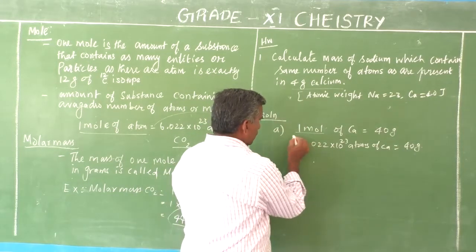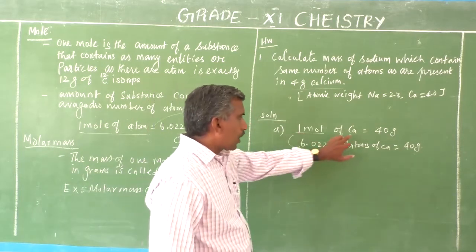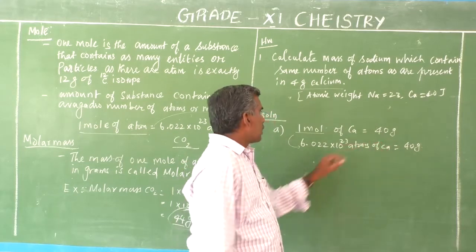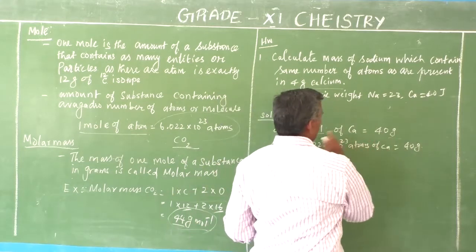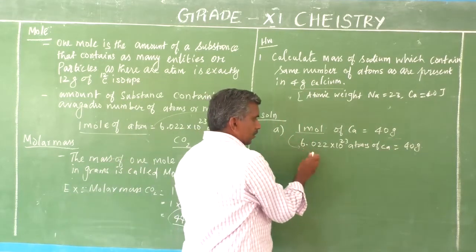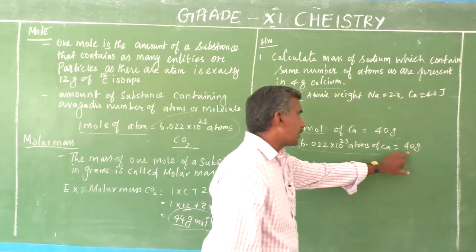So 1 mole means Avogadro number. 1 mole of calcium means Avogadro number of calcium atoms, and it is equal to the molar mass, that is the atomic mass, 40 grams. Molar mass expressed in grams is the mass of one mole. So Avogadro number of atoms of calcium is 40 gram.